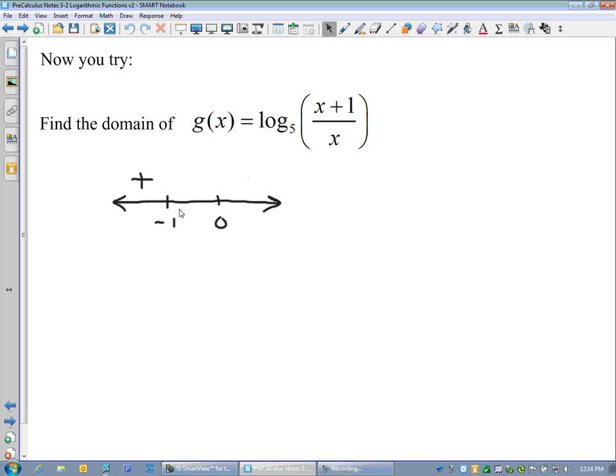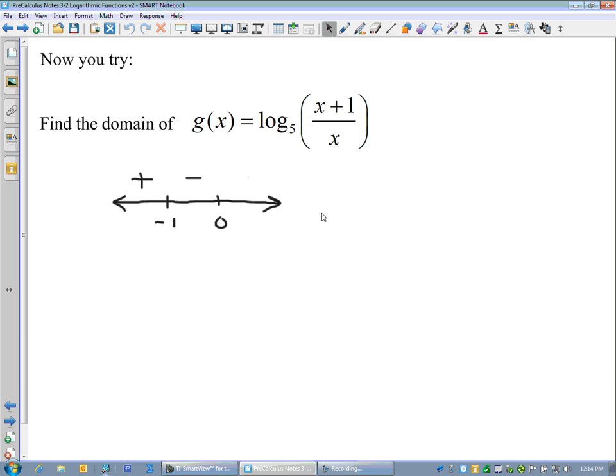Now, if I look at something between -1 and 0, like -1/2, -1/2 plus 1 is going to be positive. I don't care what the number actually is, I just know it's positive. And -1/2 in the denominator is negative, so positive over negative makes a negative.